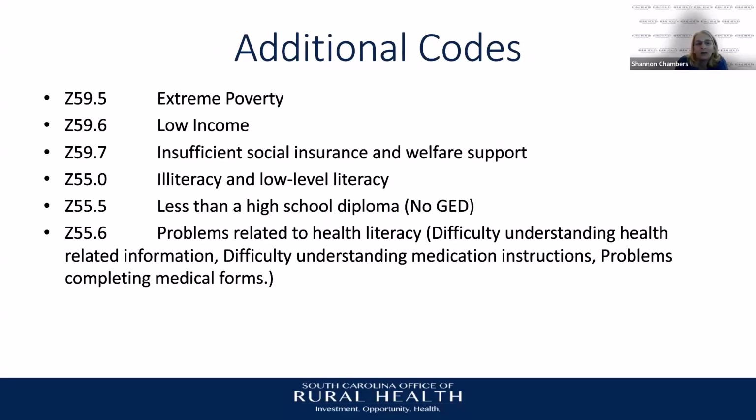All right. So the additional ones that I wanted to point out that really affect those social determinants of health are extreme poverty, all the way from low income. Like in South Carolina, for example, we did not expand Medicaid. So maybe they don't have access because they're low income, but maybe they make too much to be on it. There are ways that we can actually use some of these Z codes to highlight that. Or insufficient social insurance or welfare. And then we also have reading levels, or maybe folks that have no GED, they didn't complete high school.